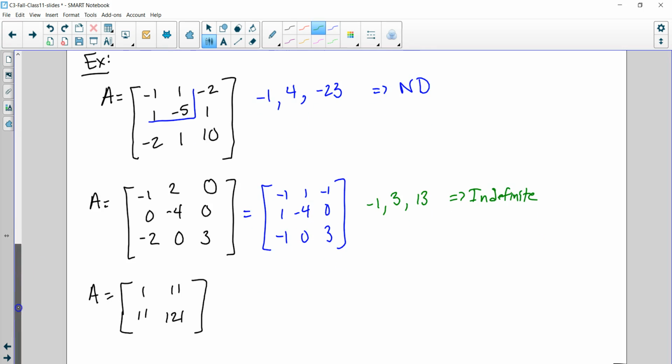And then the last one, here we get 1, and then we get 0, so then we can't say anything. No information. So Sylvester's theorem can help us determine whether some quadratic form is positive definite, negative definite, etc.